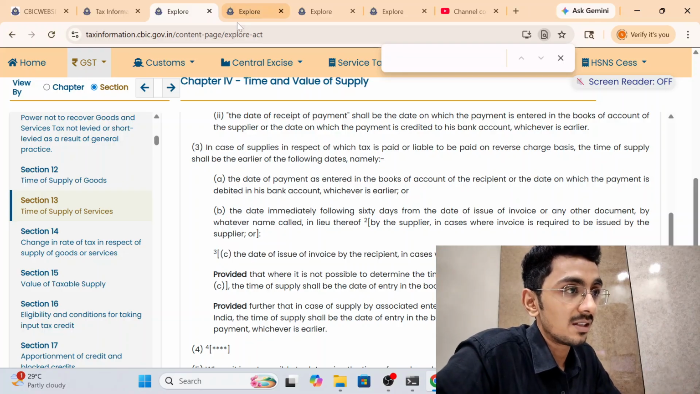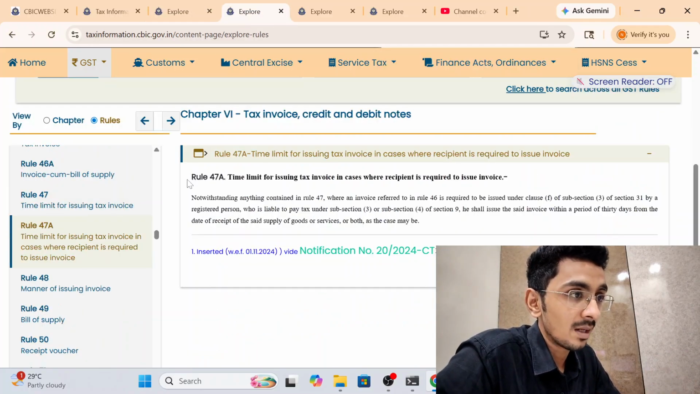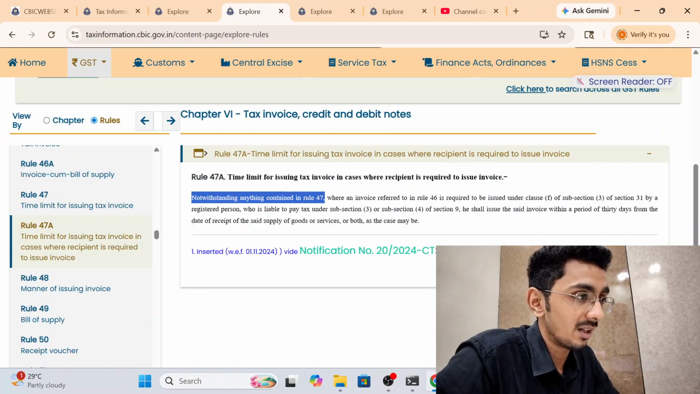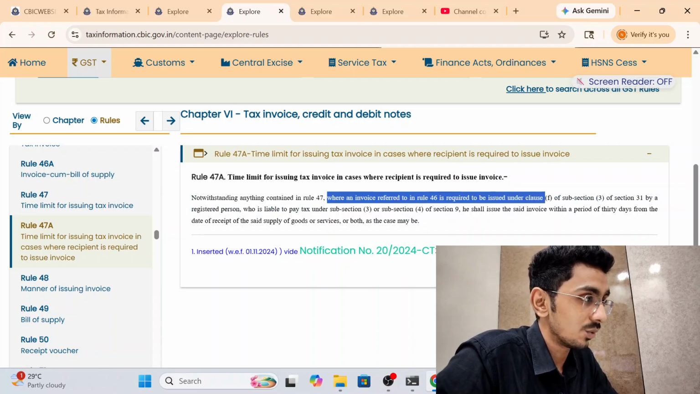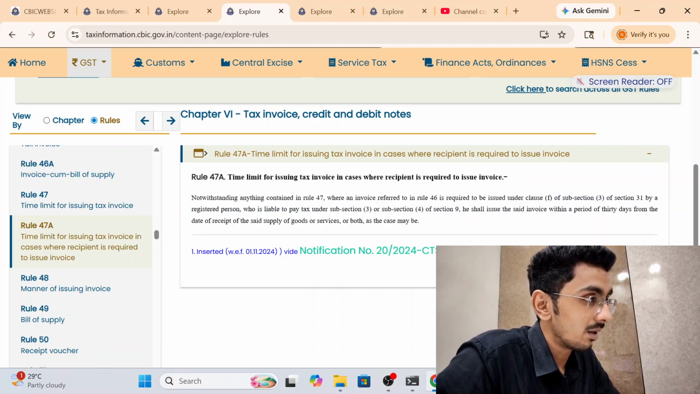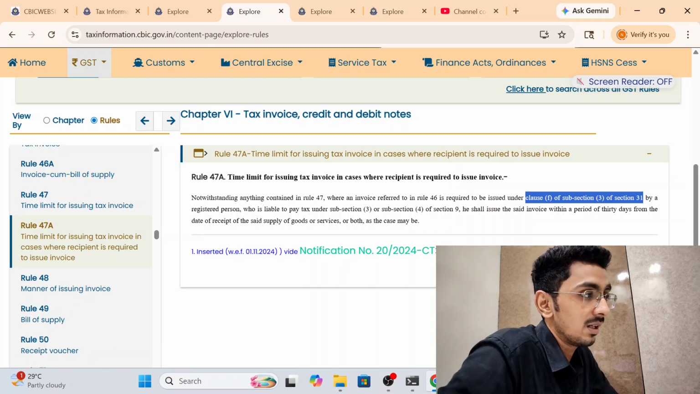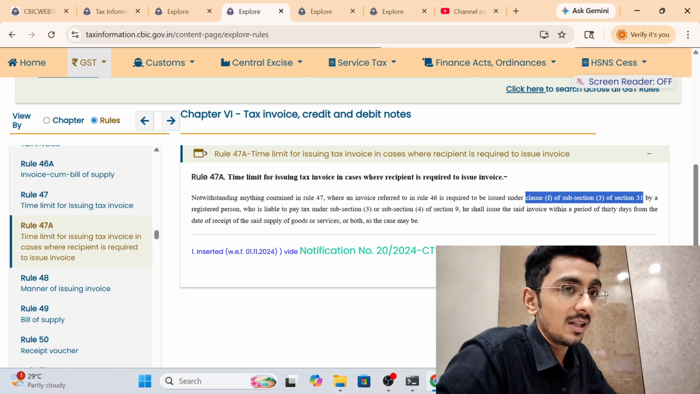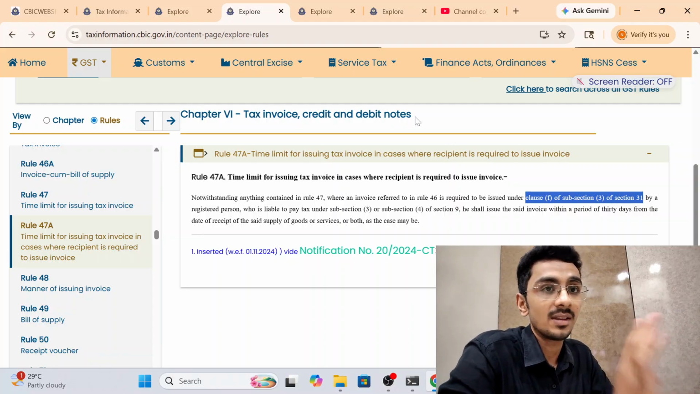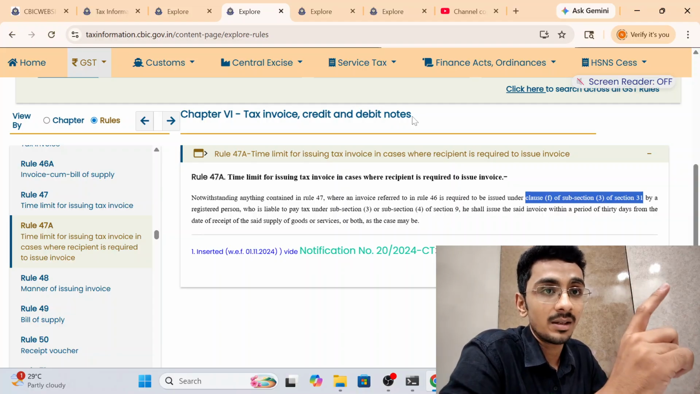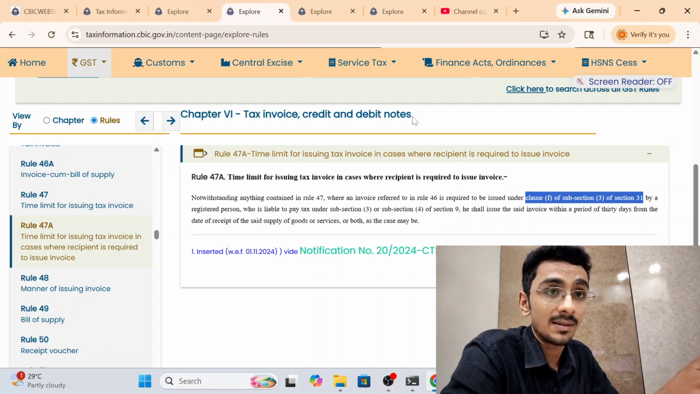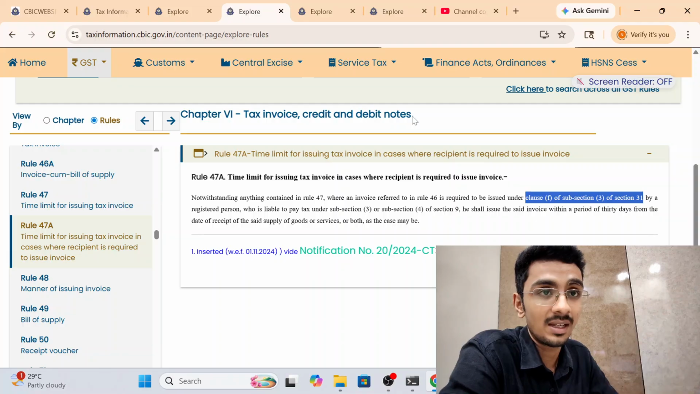Now, if we come to Rule 47E, it states that notwithstanding anything contained in Rule 47, where the invoice referred to in Rule 46 is required to be issued under Section 31 subsection 3 clause F, let's just go. You will find that 31(3) clause F is nothing but an invoice to be raised in case the recipient is required to pay taxes under reverse charge under Section 9(3) and 9(4).